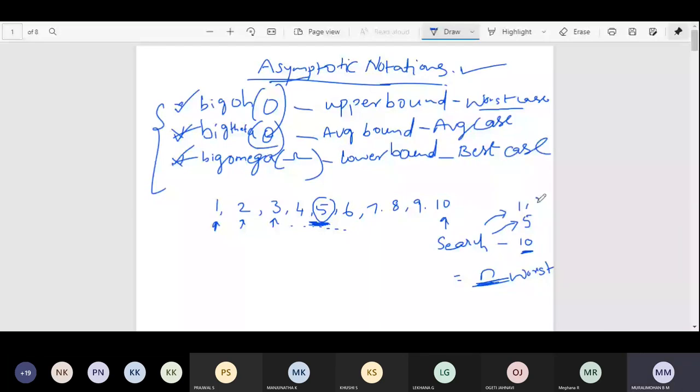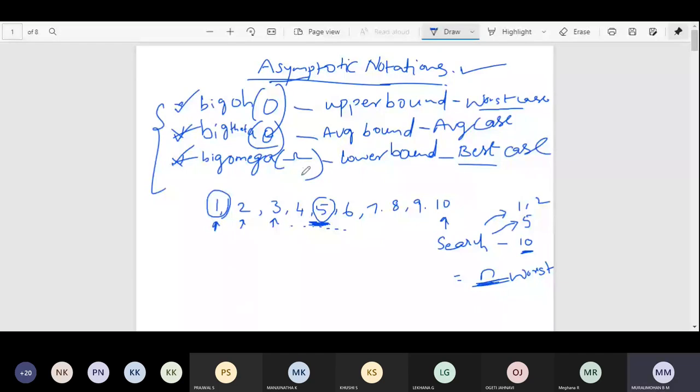Next, suppose the search key is 1 or 2 or 3. Is it taking an average amount of time or worst time? No. In the beginning itself, in the first one only, we are getting the element. So it is taking less time. Hence we will say that it is the best case, and we will represent that by using the omega notation.